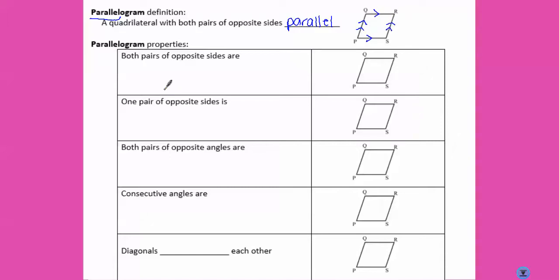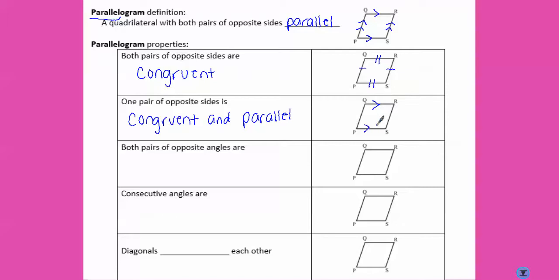Some properties of parallelograms are that both pairs of opposite sides are congruent. So these sides are congruent, and these sides are congruent. One pair of opposite sides is congruent and parallel. So if the side is parallel, we also would need to know that it's congruent.